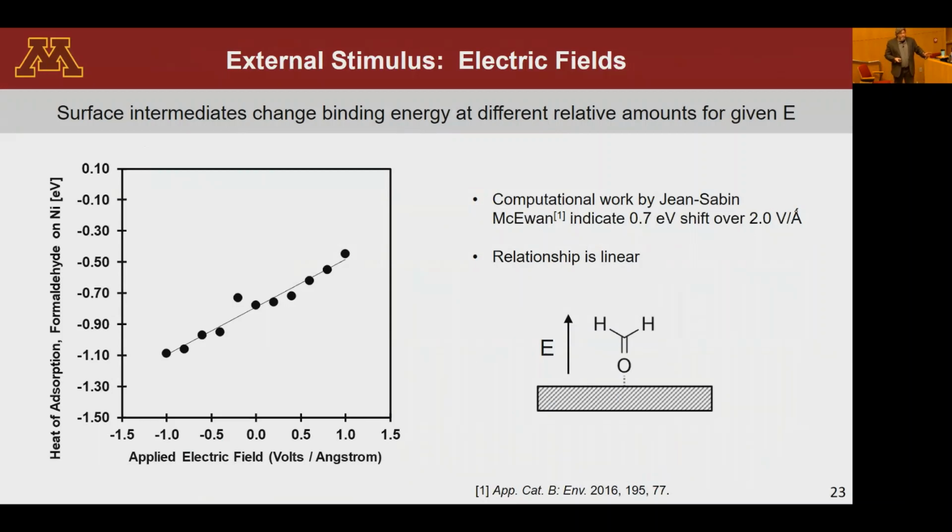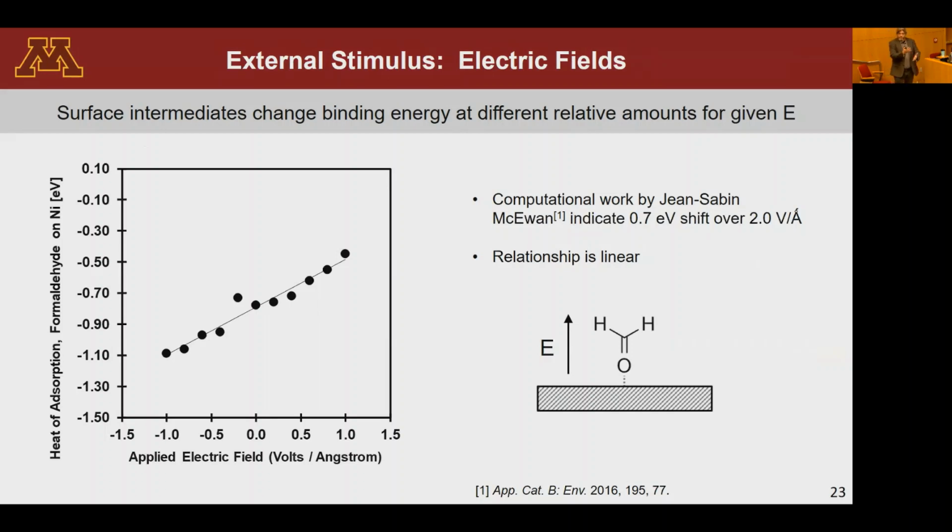And Josephine McEwen's work at PNNL and Washington State has looked at this, I think, more than anybody, where he looks at molecules on surfaces and then imposes an electric field. He can actually manipulate the binding energy. So here is the applied electric field in volts per angstrom, which is enormous. That's an enormous electric field.